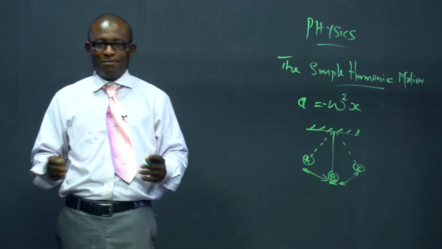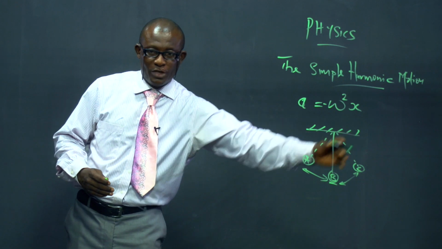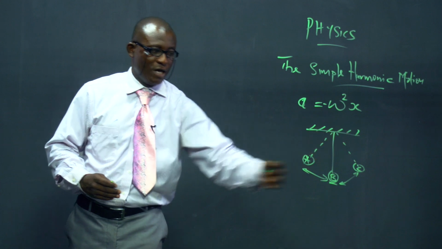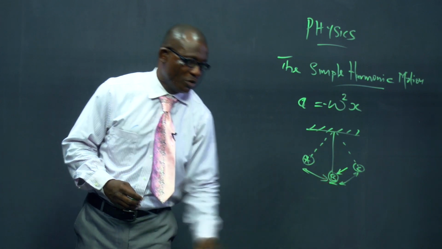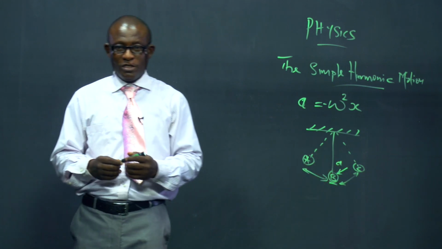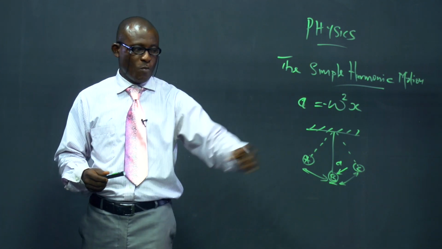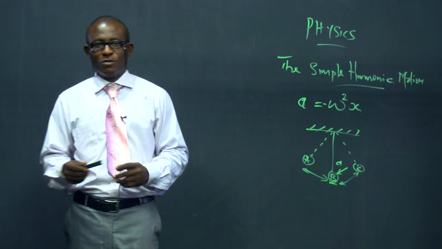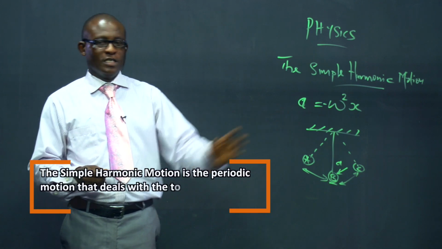At every point in time, the simple pendulum will always be moving, passing through point B, forward and backward. And the motion is always directed towards the main position. That is, the acceleration is always directed towards the main position. At every point, it is moving to and fro. That is simple harmonic motion. Very easy to understand.